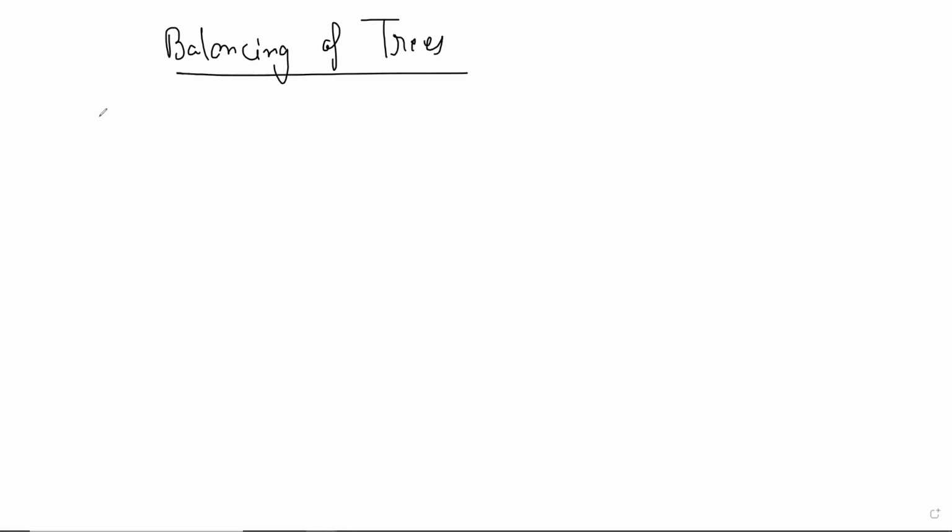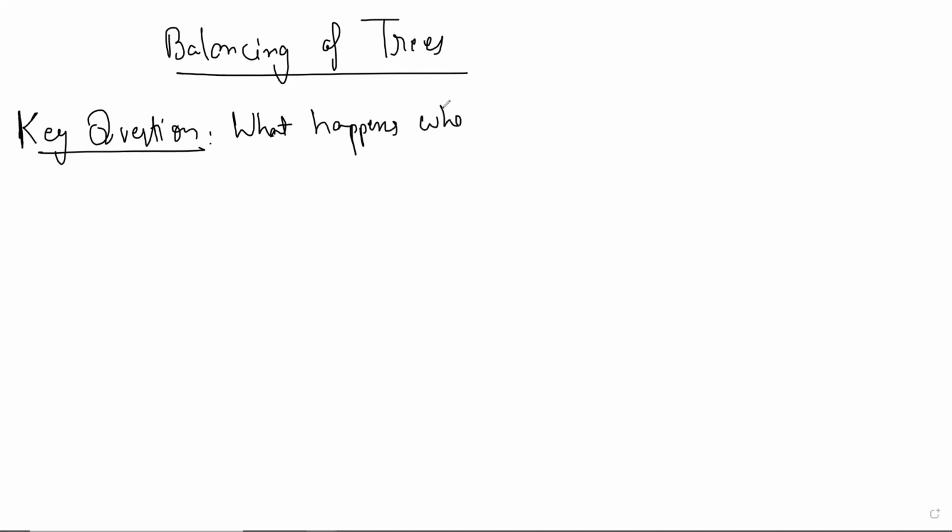So here the key question is: what happens when you remove a vertex from a tree? Okay, let me write that clearly. When a vertex is removed from a tree.